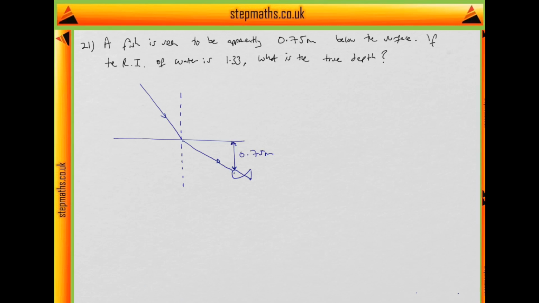In the same way we can define the refractive index as the ratio of the speed of light in the vacuum to that in the fluid, we can do the same with the distance. So we can say the refractive index is equal to the true depth, d real, over the apparent depth, d apparent, which is equal to d sub r over 0.75. So 1.33, which is 4/3, is equal to d sub r over 3/4, which tells us the true depth is 1 meter.